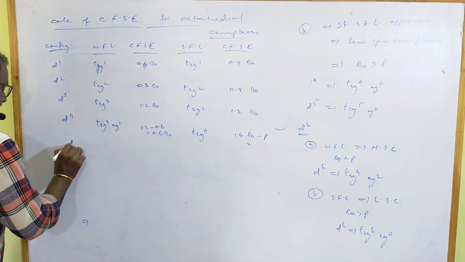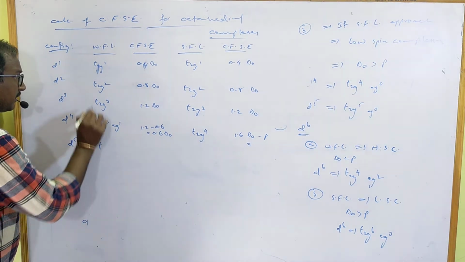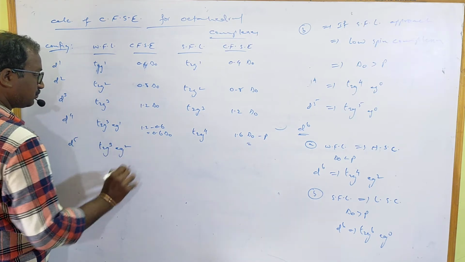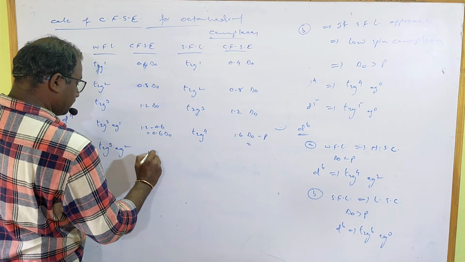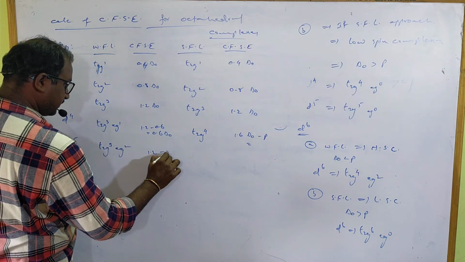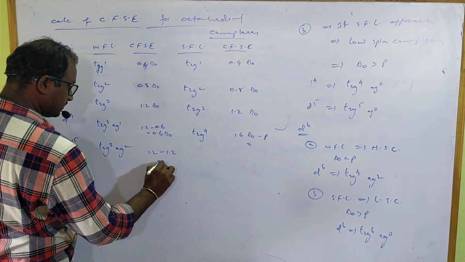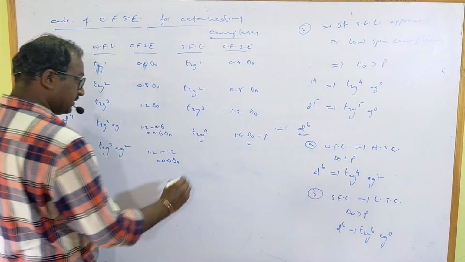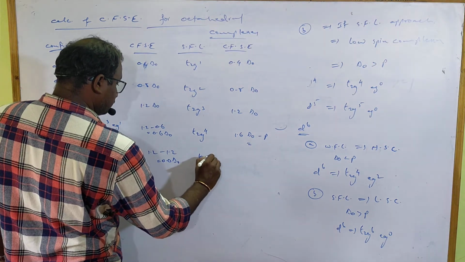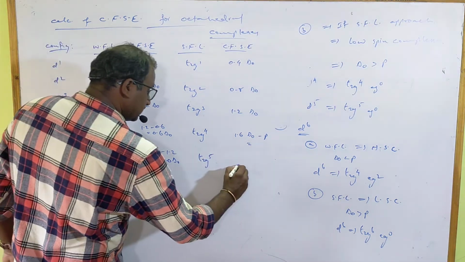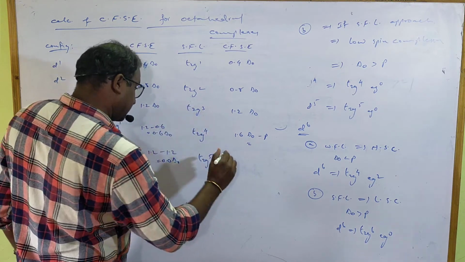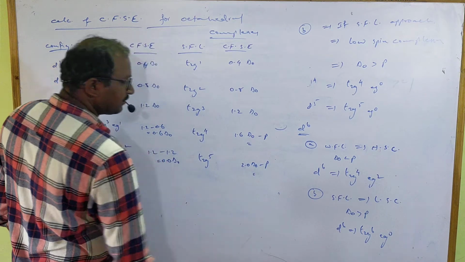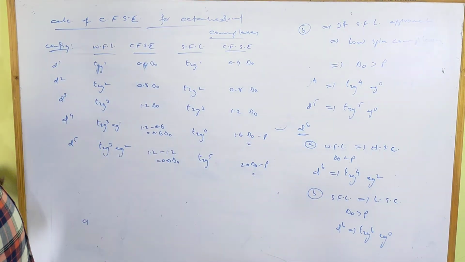Next, for d5. In case of weak field ligands, the configuration becomes t2g3 eg2. So it will be 1.2 for 3 electrons minus 1.2 for 2 electrons, total 0.0 delta O. No energy absorption, no energy release. But for strong field ligands, it will be t2g5. Means 5 electrons, 5 times 0.4 is 2.0 delta O minus 2P.